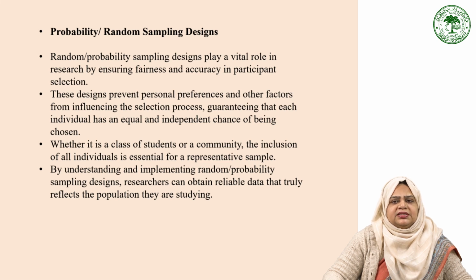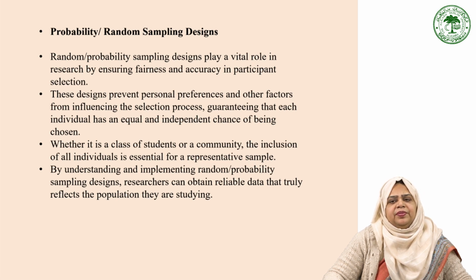To illustrate this concept, let's imagine a class with 100 students, but 20 of them refuse to participate in a study. In order to include all 100 students, a sample of only 80 can be used. However, excluding these 20 students means that each student does not have an equal chance of being selected, resulting in an inaccurate representation of the entire class.